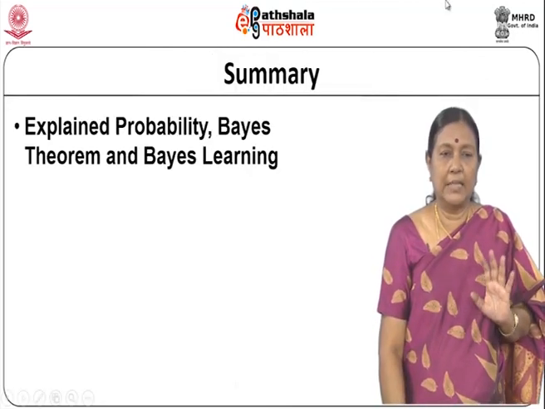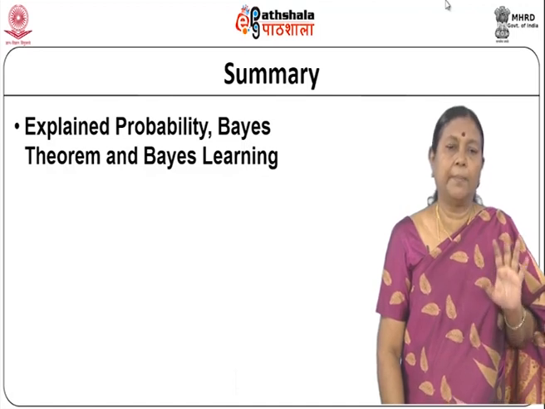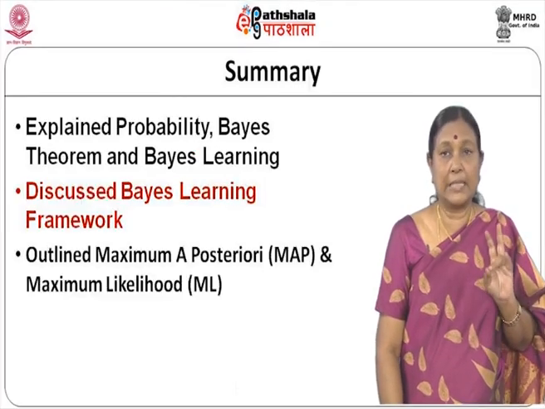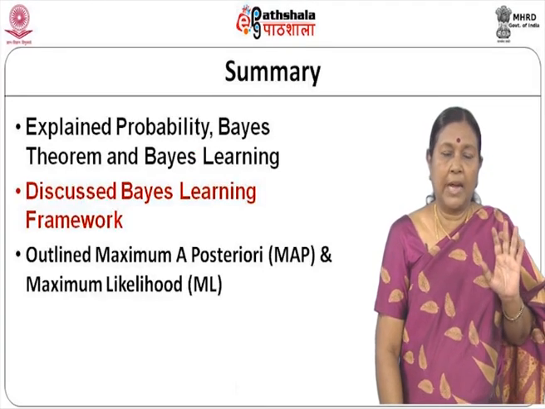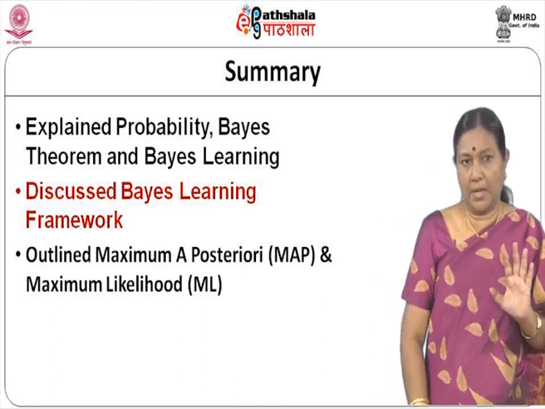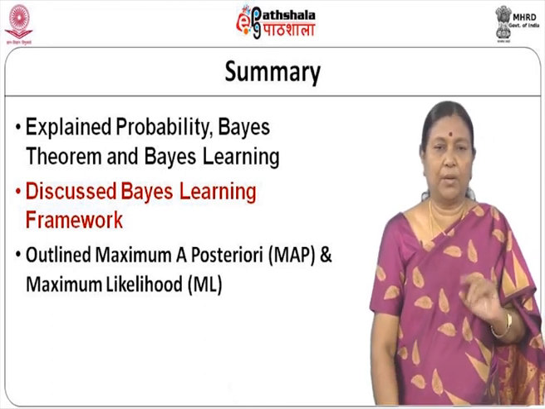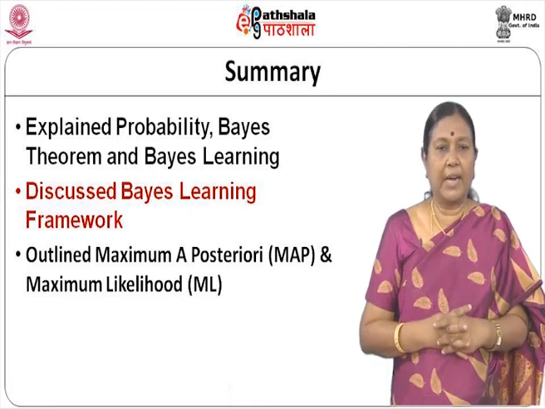Now, in this module, we have explained probability, Bayes theorem and Bayes learning. We discussed the Bayes learning framework in general. We explained maximum a posteriori and maximum likelihood, called MAP and ML. With that, we will stop this module.